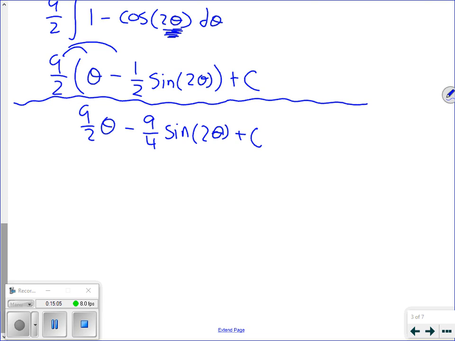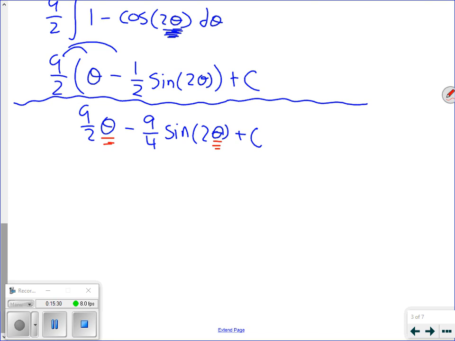At the beginning of the problem, we changed it to theta to help us integrate it. But the original problem was in terms of x, so we need to be back in terms of x. You see my issue here? We have theta, we need x. So how do I go back to having x?